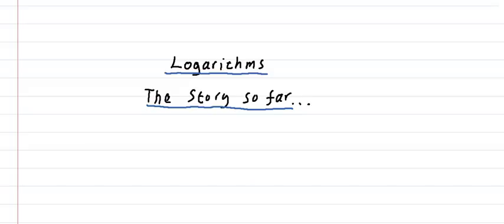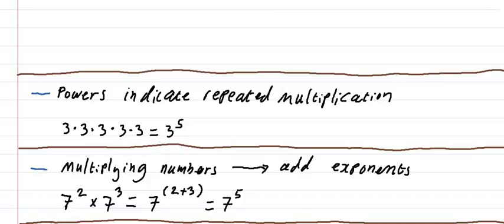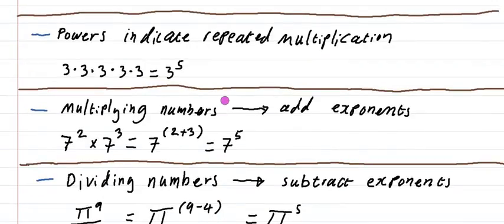Welcome to the next video on logarithms. We'll briefly review what we've done so far. We've found out that powers indicate repeated multiplication. For example, 3 times itself 5 times can be written as 3 to the power of 5.